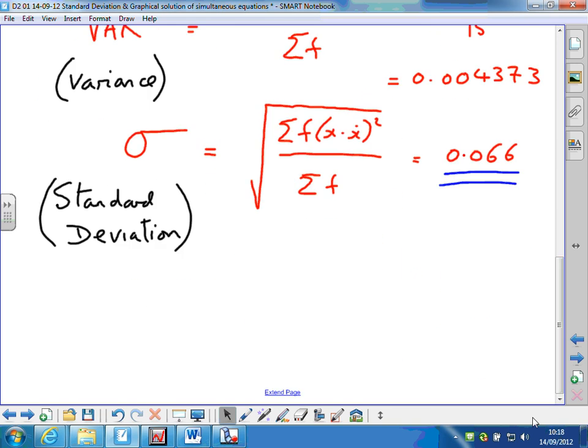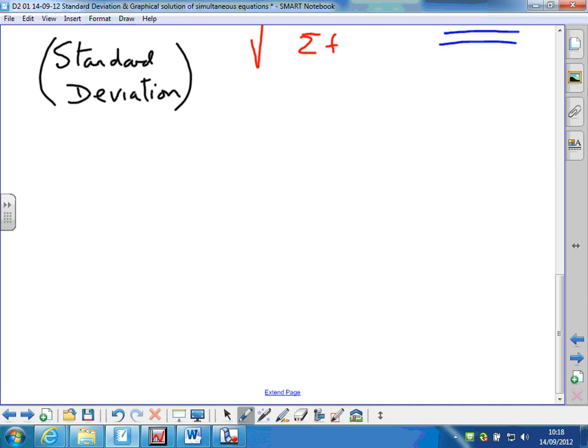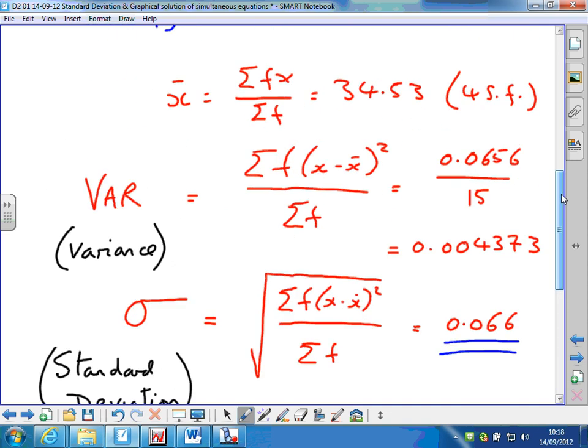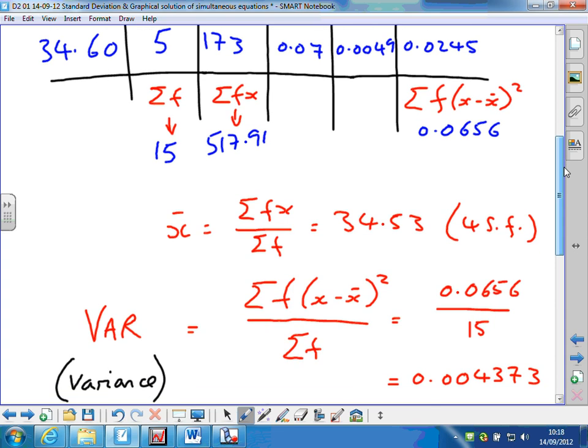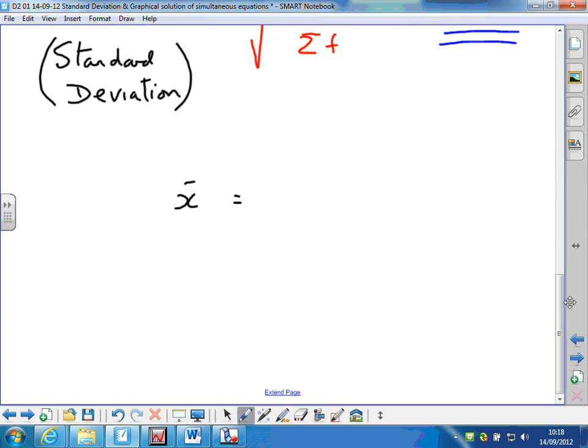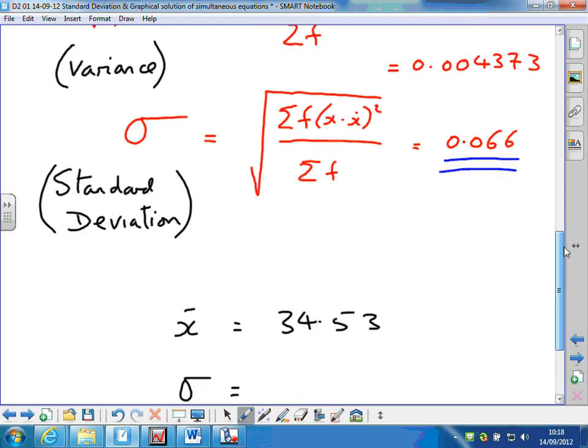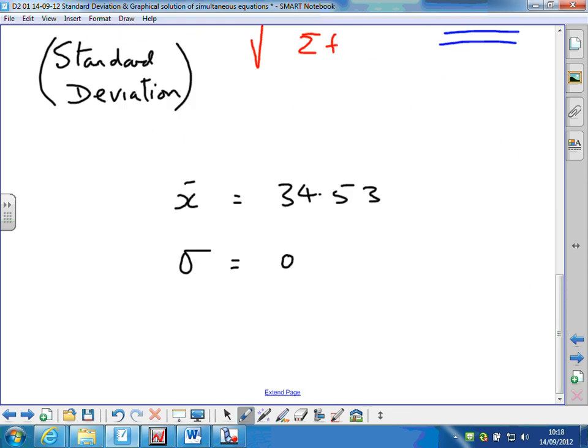So the mean for this data set is 34.53, and the standard deviation is 0.066. And it's common to quote those 2 figures from a data set.